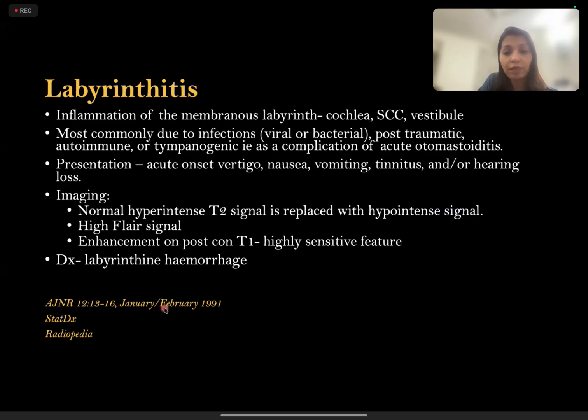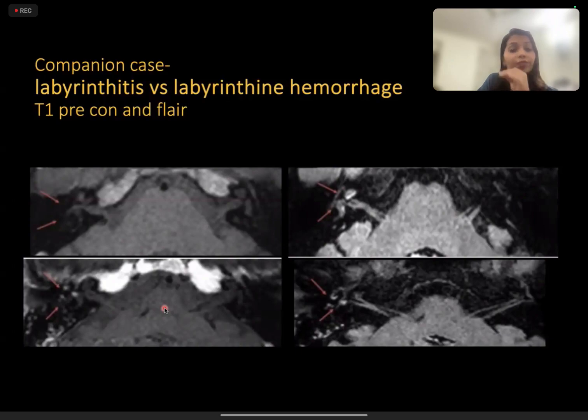An important differential, especially in an acute presentation, is labyrinthine hemorrhage. So how do we differentiate? We've got two panels here. In the first column, we have pre-contrast T1, and in the second one, we have FLAIR sequences. If you look at the second column, we're seeing high signal within the right side, the basal turn of the cochlea, and in the vestibule here. Similarly, there is high signal within the labyrinthine structures here on the FLAIR sequence. So this could either be a case of labyrinthitis or labyrinthine hemorrhage.